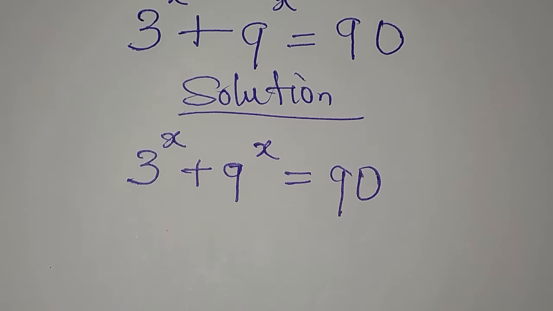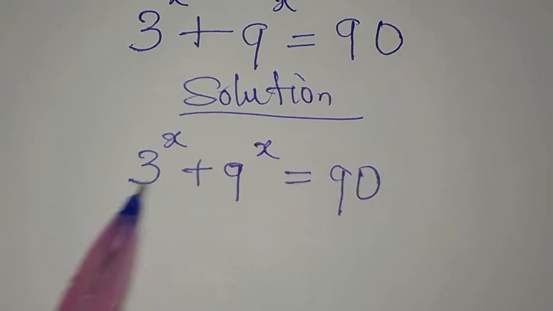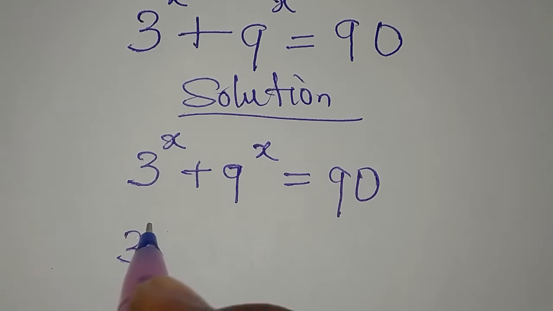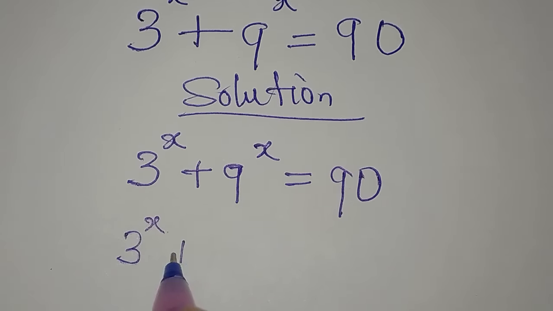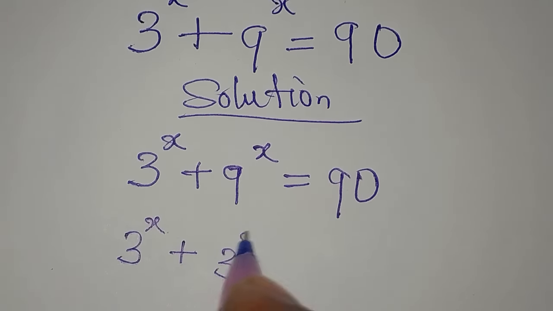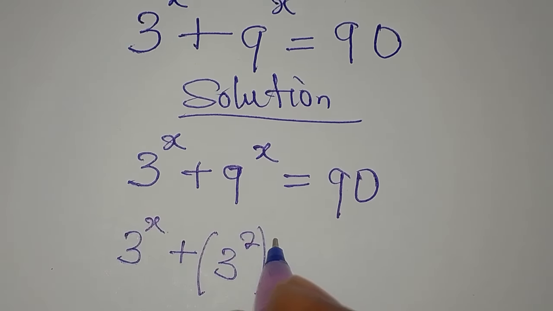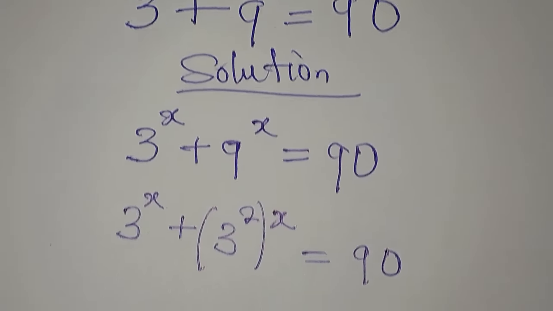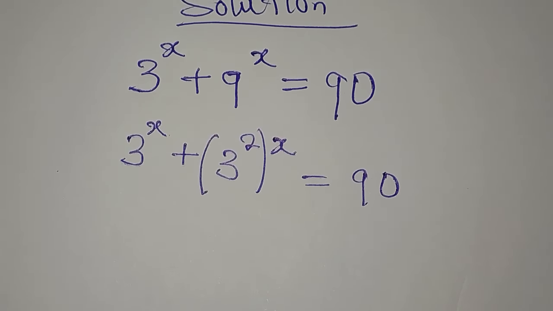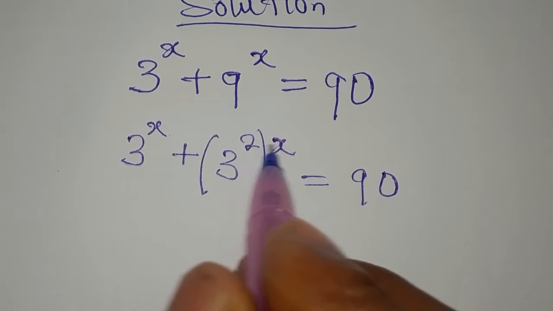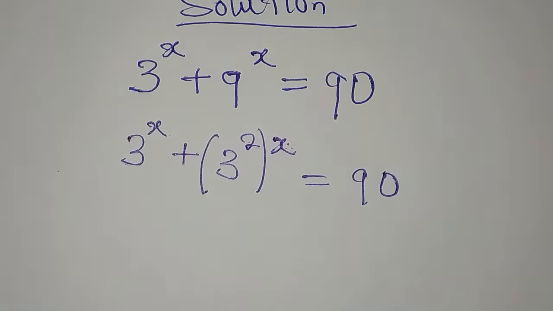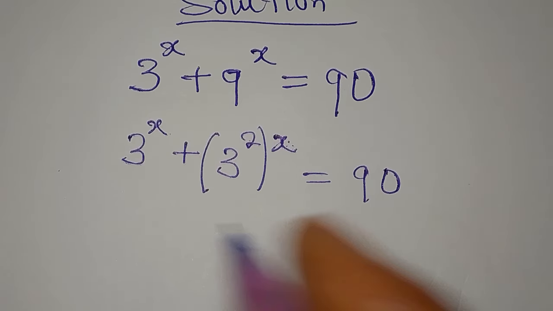Now, how do we deal with this? Our target is to make sure we have something common to the two of them, right? Now, this is 3 to the power of x plus 9 is 3 squared, then there's x outside, equals 90. Now we can change the position of these two powers. So if 2 goes out and x comes in, it does not change the equation.